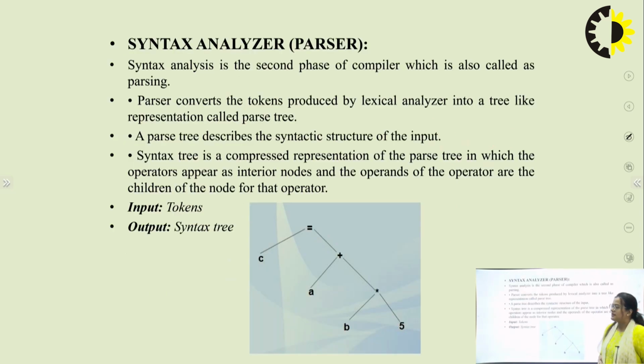Now next is the syntax analysis phase. Syntax analysis is the second phase of the compiler, which is also called the parser. The parser converts the tokens produced by the lexical analyzer into a tree-like structure called a parse tree. A parse tree describes the syntactic structure of the input. A syntax tree is a compressed representation of the parse tree in which the operators appear as interior nodes and the operands of the operators are the children of the node of that operator. So operators represent an intermediate node and all the operands are on the leaf nodes. The input of the syntax analysis phase is tokens and its output is a syntax tree.